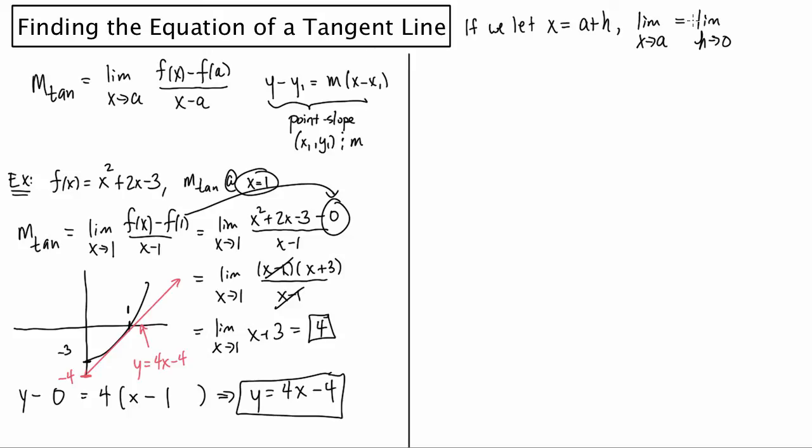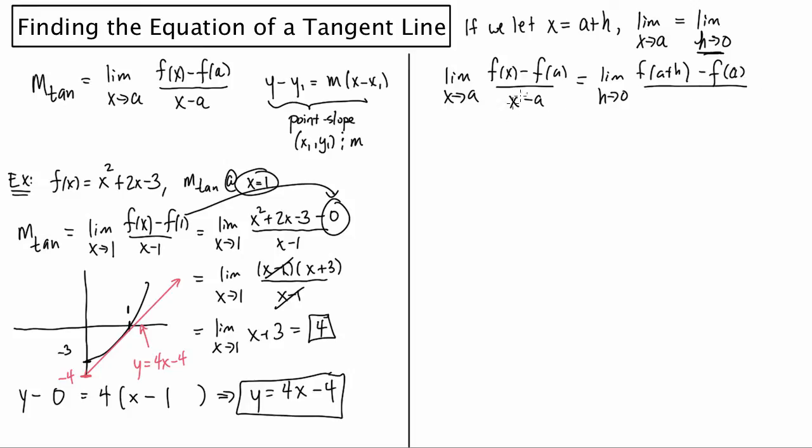Because of that, I can take the formula, the limit as x goes to a of f of x minus f of a over x minus a, and I'm simply going to replace the limit as x goes to a with the limit as h goes to 0. And f of x is f of a plus h, and a is still just a. x minus a is a plus h minus a, but a plus h minus a is just h. So I can clean that up and just call that h.